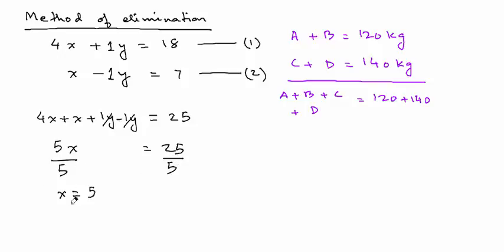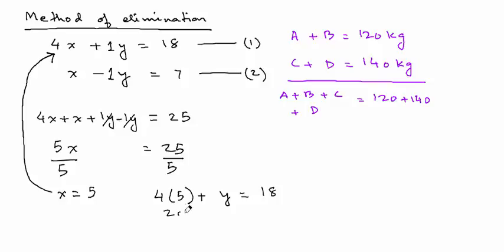Now once you get the value of one of the variables, it's pretty easy to find the other one. Just plug in this value of x that you have found into one of the two equations. Let's say I'm going to use the first equation. So we have 4 times x, which we know by now is 5, plus 1y or y is equal to 18. So 20 plus y is equal to 18. Subtract 20 from both sides, you get y is equal to negative 2. Therefore, the actual solution to the two equations above is x is equal to 5 and y is equal to negative 2.